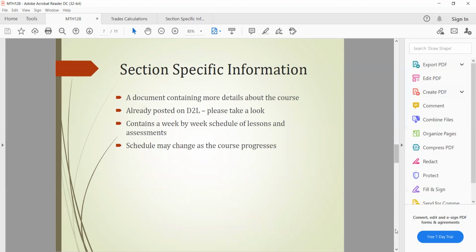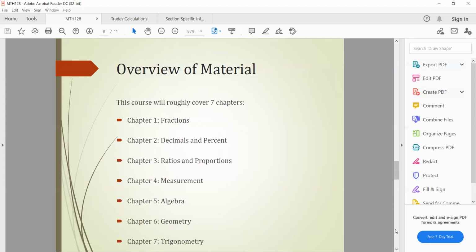And then the section specific information is also posted. We'll look at that in a second. Okay, so here are the chapters. You got fractions, you got decimals and percent, you got ratios and proportions, measurement, algebra, geometry, and trigonometry.